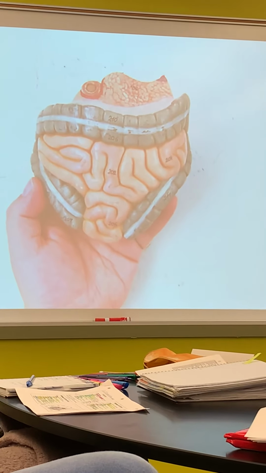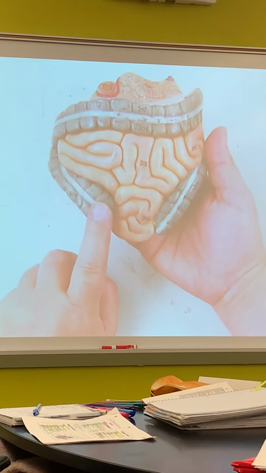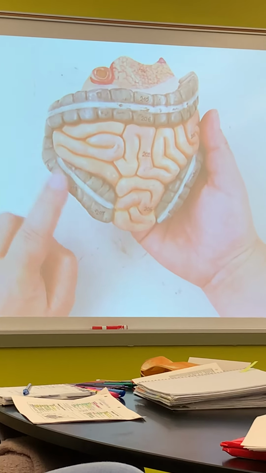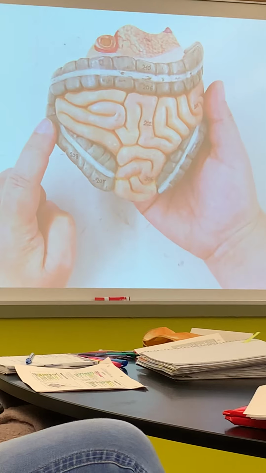The first is the parts of the large intestine. So I'm going to do them in order. The first part of the large intestine is called the cecum. The second part of the large intestine, where the food goes up, is called the ascending colon.